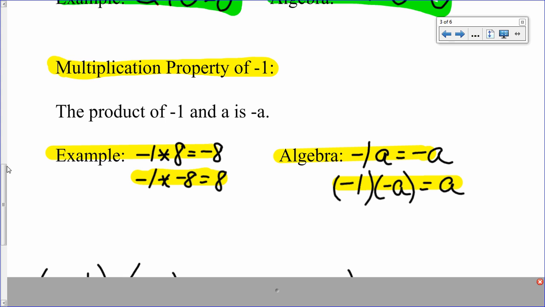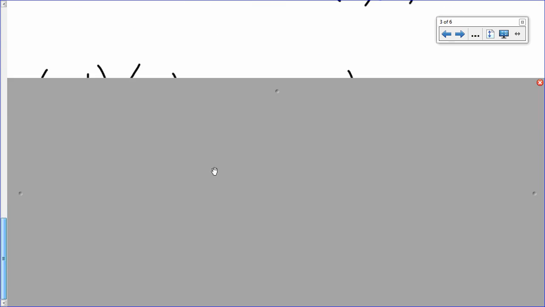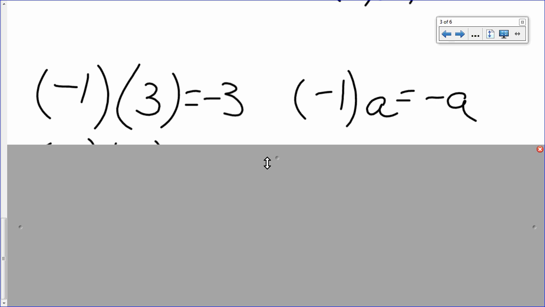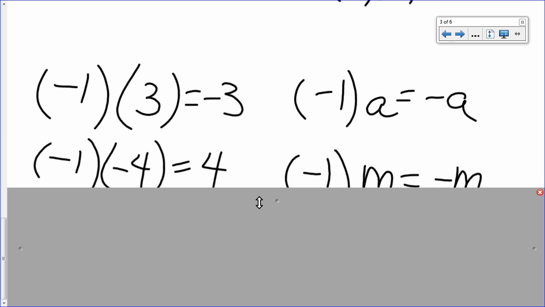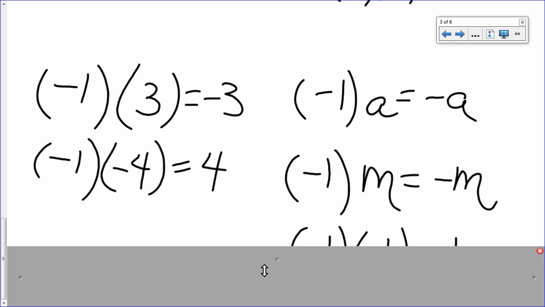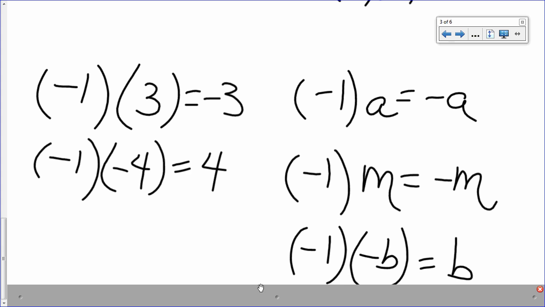Here's a couple more examples for you. -1 times -3 is 3. -1 times A is -A. -1 times -4 is going to be positive 4. -1 times M is going to be -M. And then finally, -1 times -B is going to be positive B.